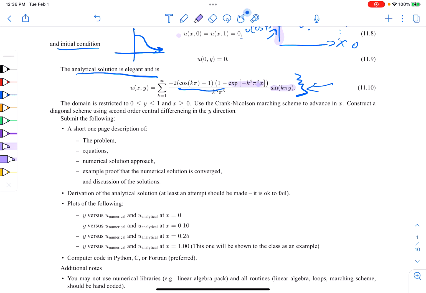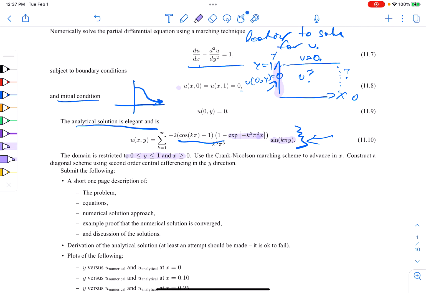So then I say, well, we're going to solve this equation. I give the analytical solution. We want to find it numerically, just like we would for a full CFD code. And we're going to restrict it to this domain. So y is between 0 and 1, and x is greater than or equal to 0. And we're going to basically start at x equals 0 and do a marching technique downstream.